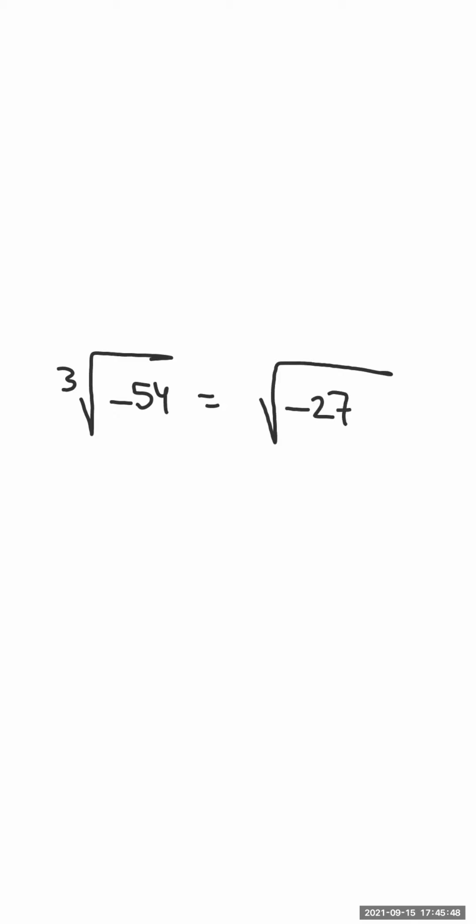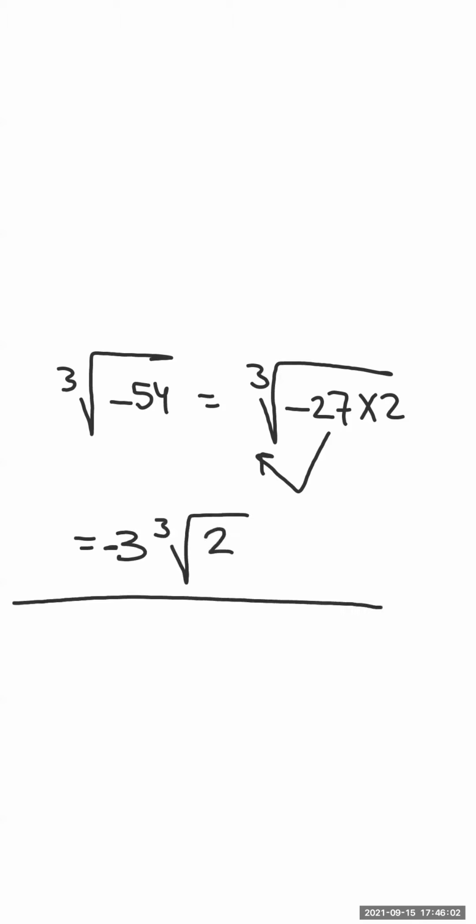One more example like this, cubic root of -54. Actually, -54 means -27 times 2. So simply, cubic root of -27 means 3, but it's negative, so -3. So now, -3 cubic root of 2. So that was about the multiplication operation of the cubic roots.